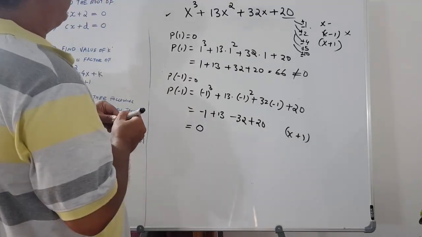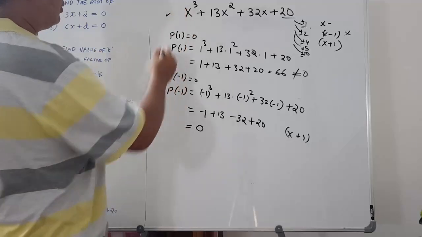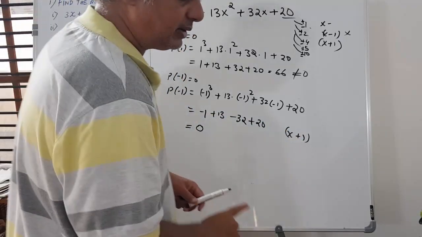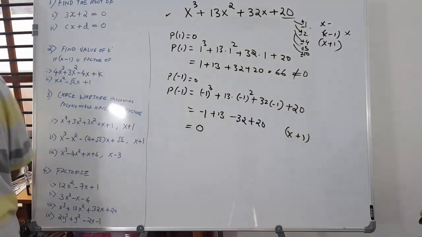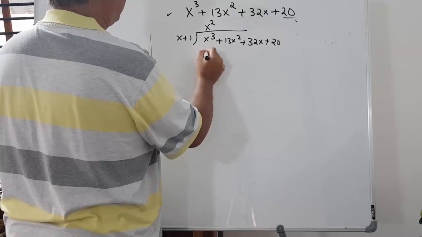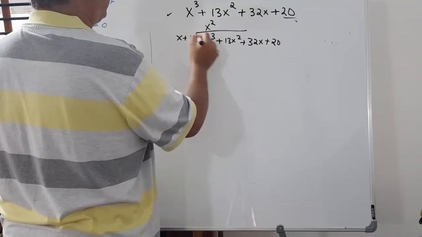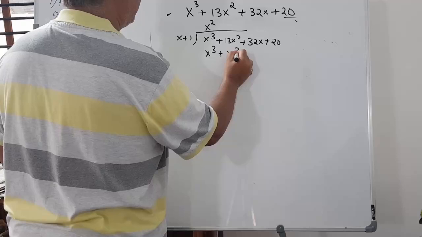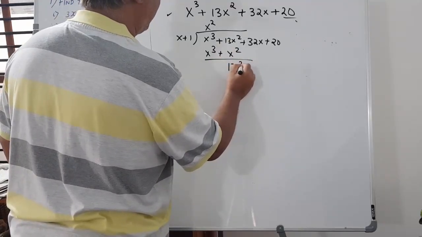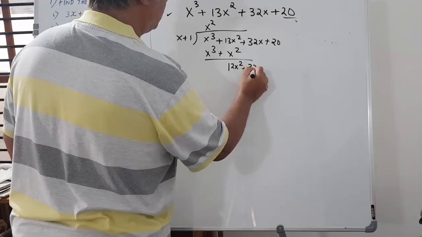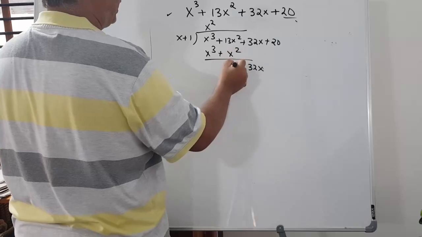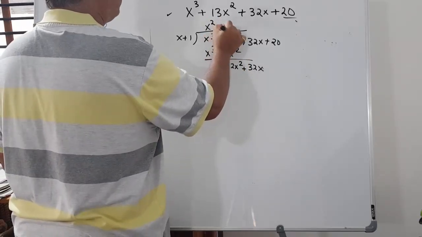Now that we know x plus 1 is a factor of our original equation, we can express this equation as x plus 1 into something else. For that we can do the long division. Multiplying by x squared, we'll get an x cube here. So x squared into 1, we'll get an x squared here. If you subtract, you'll get 12x squared plus 32x. It will come down from here. So again we multiply by 12x.